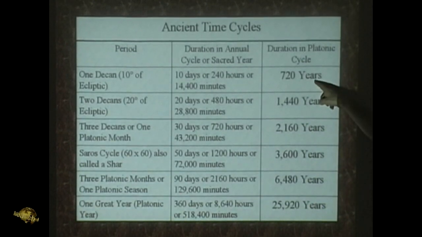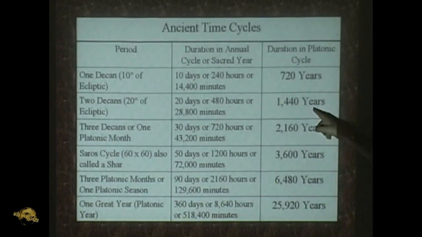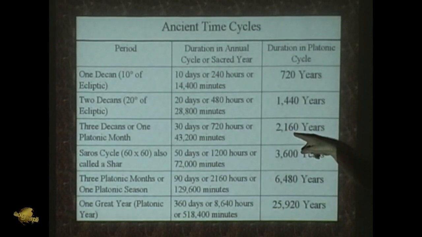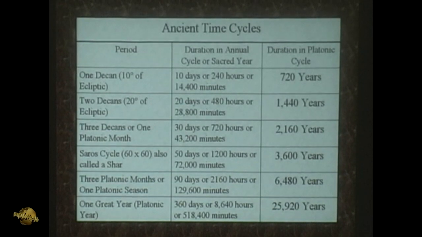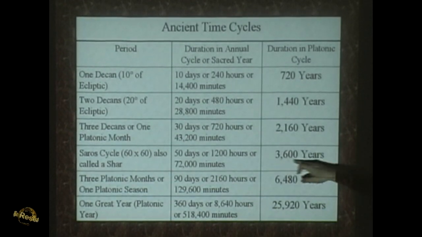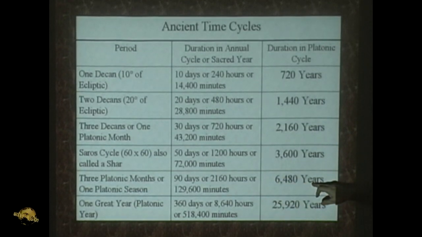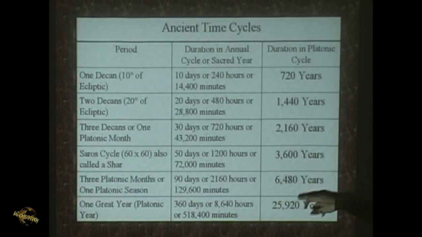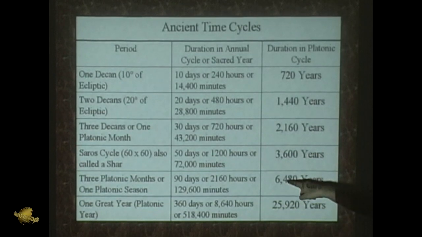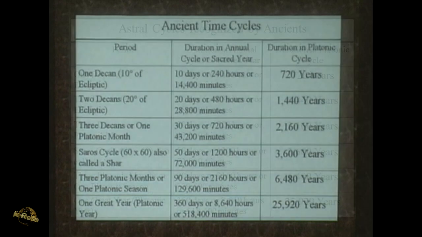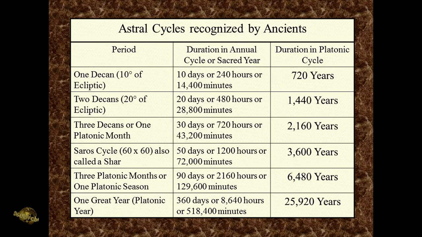The 720 years was a decan, two decans was 1440, the three was the 2160, we've encountered that number already. Then the Saros cycle was 3600, the Platonic month was 60, the Platonic season was 6480, and then finally four of these or 12 of these gives us the length of the great year. Now, one of the things that I will do is this one quote here. I'll back up real quick.